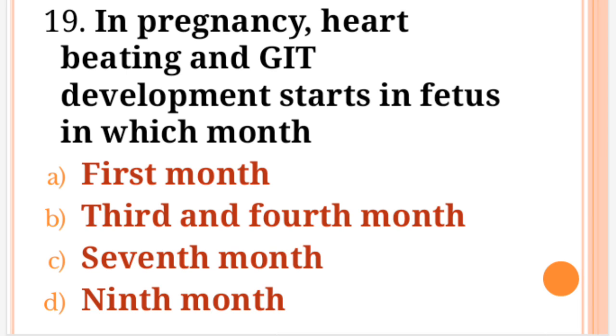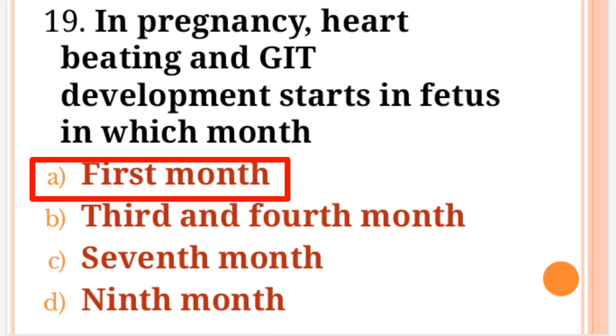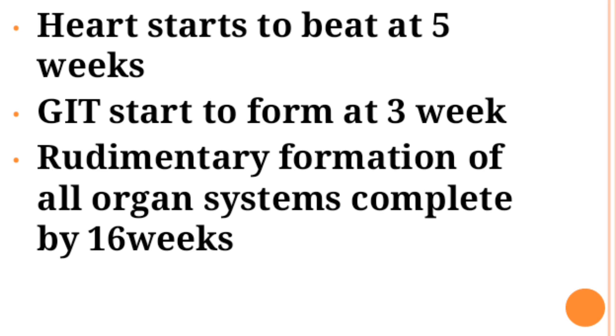Next question. In pregnancy, heart beating and gastrointestinal tract development starts in fetus in which month? Options: A. First month, B. Third and fourth month, C. Seventh month, D. Ninth month. Answer is A. First month. Heart starts to beat at fifth week of gestation and gastrointestinal tract starts to form at third week of gestation. Rudimentary formation of all organ systems is completed by 16 weeks of gestation.